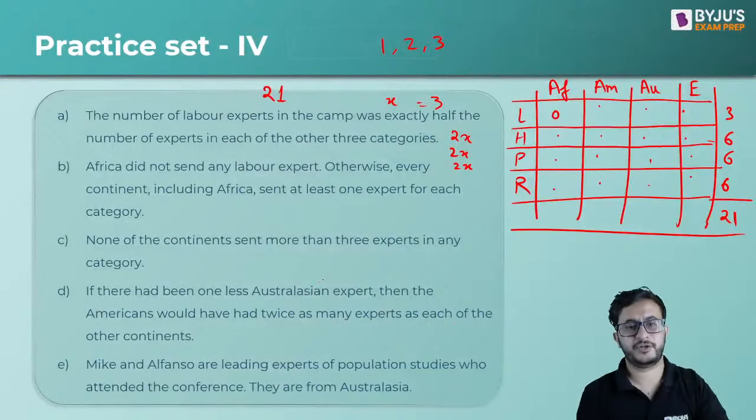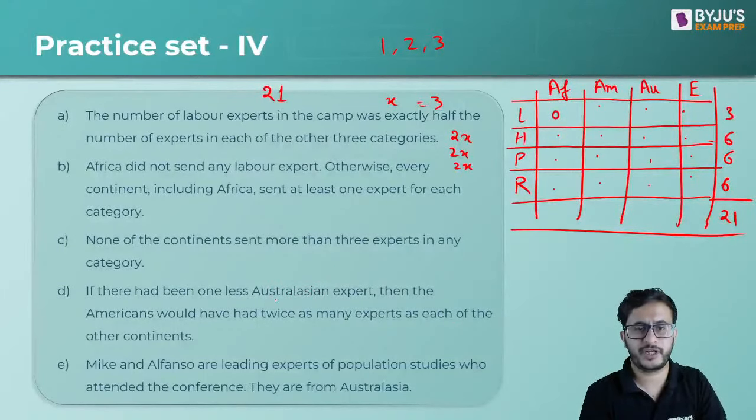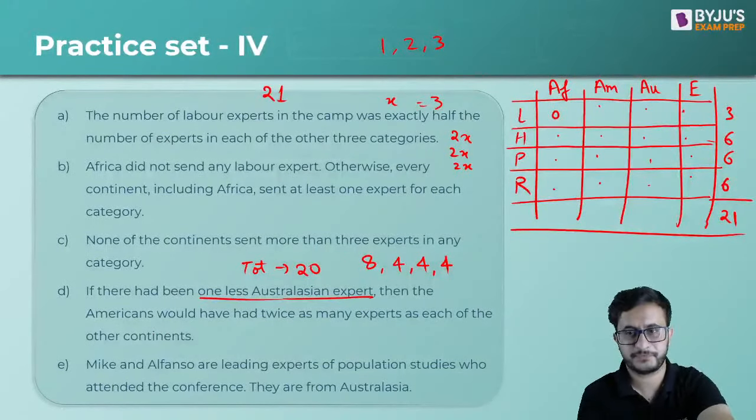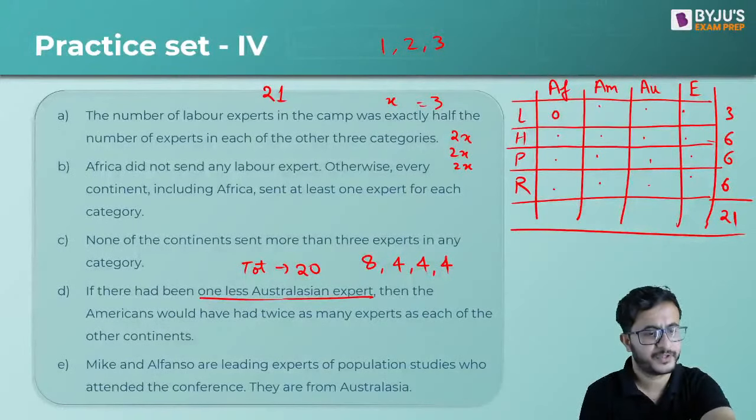So it means that Australasia has one more expert. Then suppose there was one less expert, so we are reducing only from Australasia. That means out of 20, if there was one less, the total will be 20, and Americans would have twice as many experts as each of the other continents. So Americans would have 8, the other 3 would have had 4 each, if that is the condition.